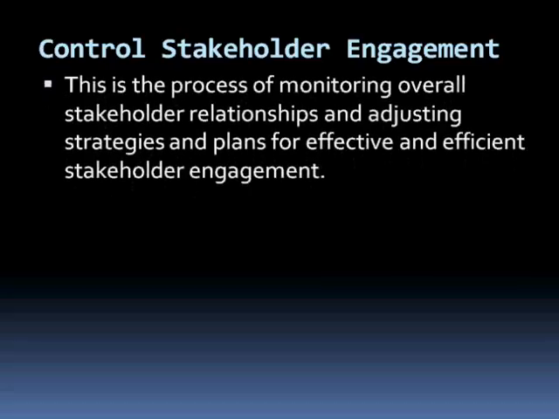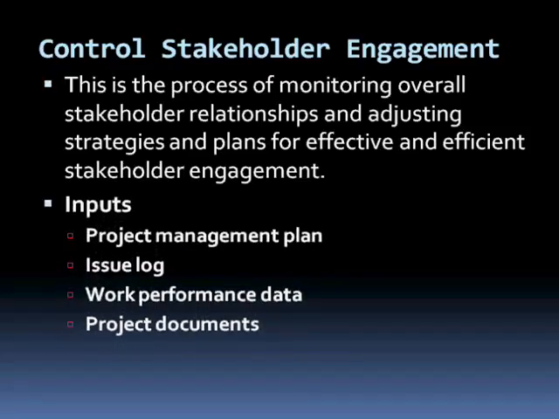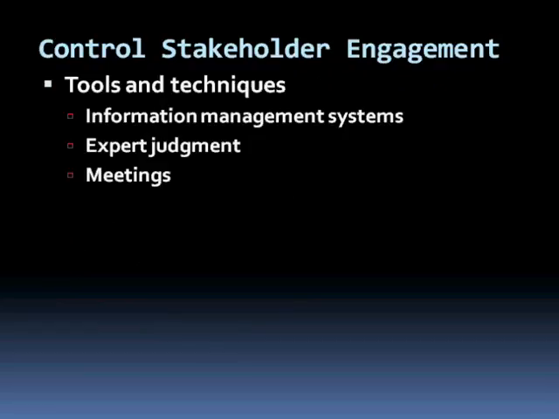Then we will need to control stakeholder engagement also, and this is the process of monitoring overall stakeholder relationships and adjusting strategies and plans for effective and efficient stakeholder engagement. The inputs include the project management plan, the issue log, the work performance data, project documents. Tools and techniques that could be used here also include information management systems. It could use expert judgment and meetings.